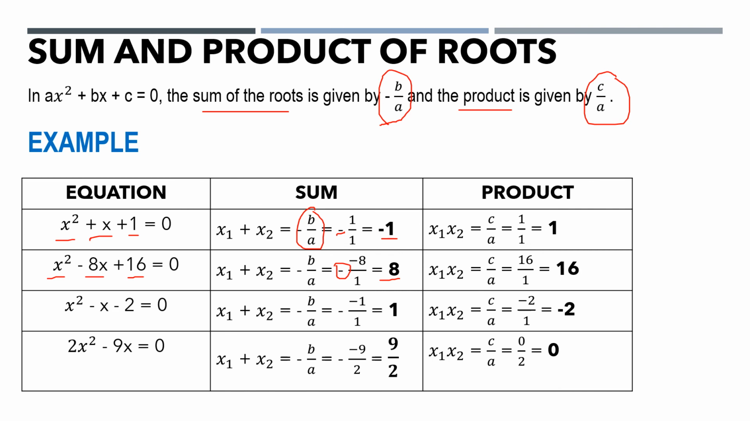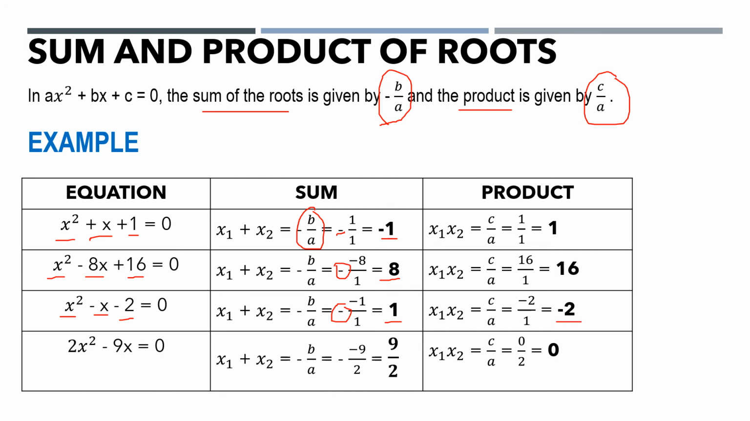Next, x squared minus x minus 2 is equal to 0. So, ang b natin ay negative 1. Ang a natin ay positive 1. So, negative 1 over 1, negative 1. Tapos, meron pa tayong negative dito. Kaya, negative 1 times 1 is positive 1. Then, yung c natin ay negative 2. Ang a natin ay positive 1. Negative 2 divided by 1 ay negative 2.